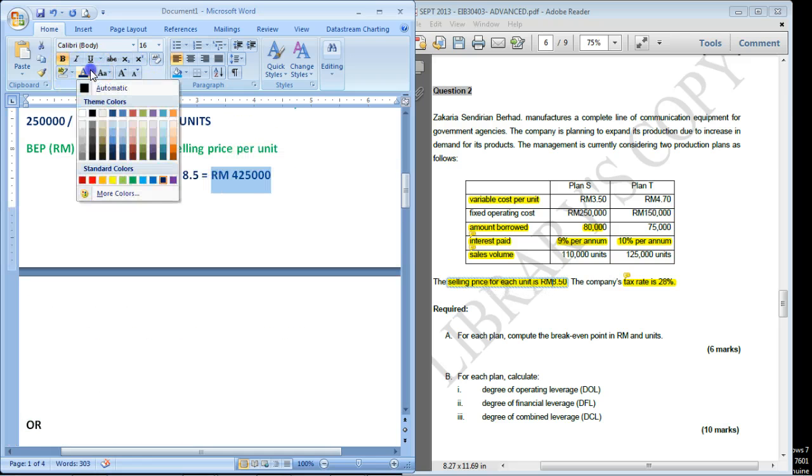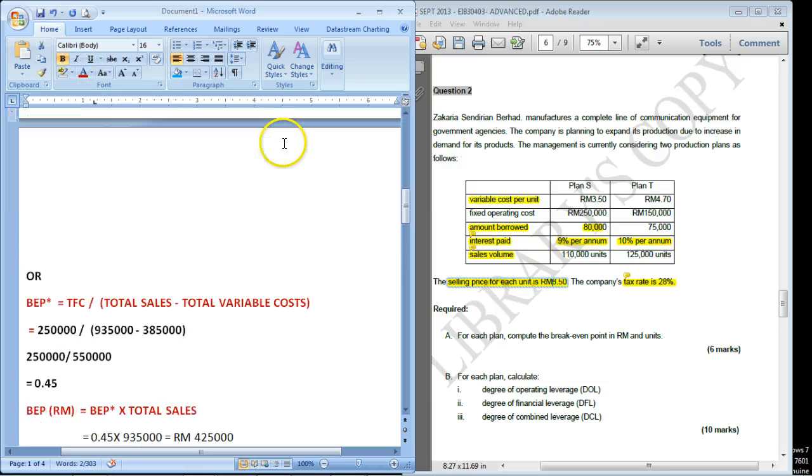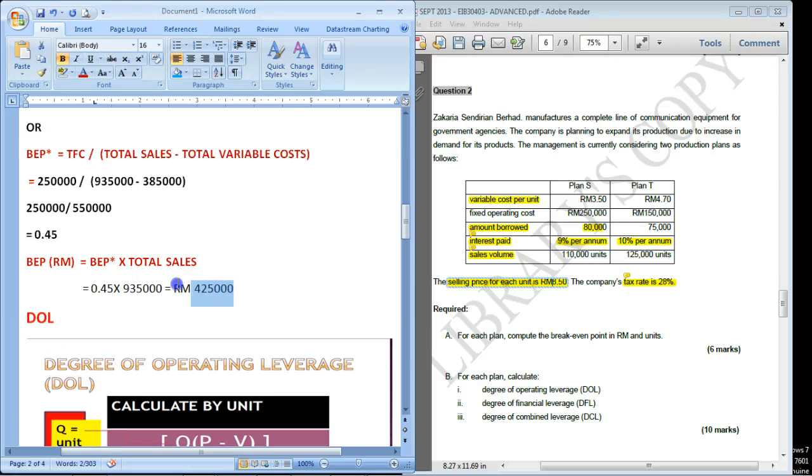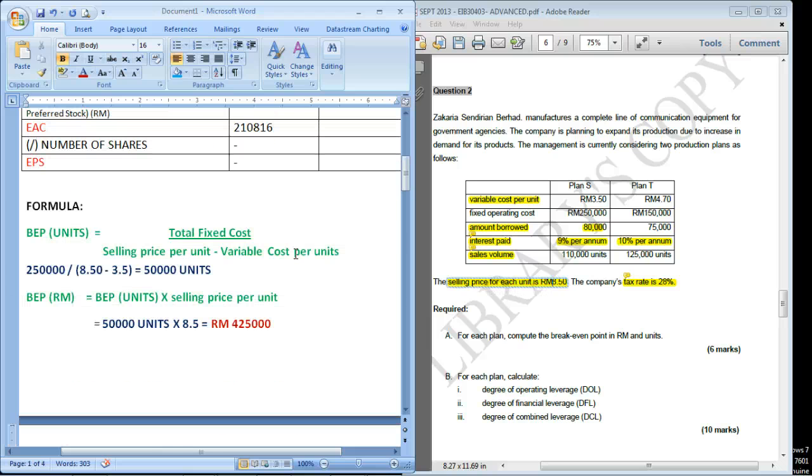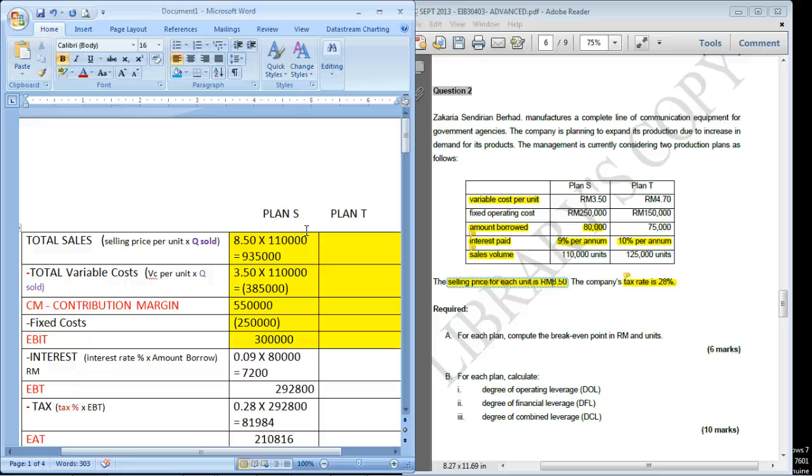Do you realize that you get the same answer, although you are using a different method? Not a different method, the same formula. The difference is per unit versus in total. So you still can use both. You get the same answer. Alright, so that's all on leverage.